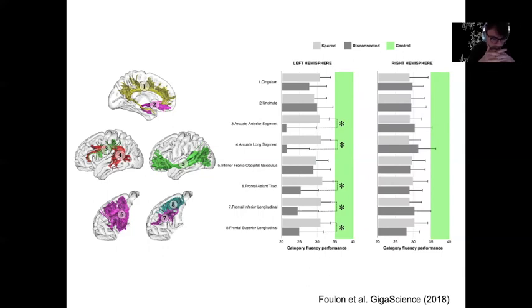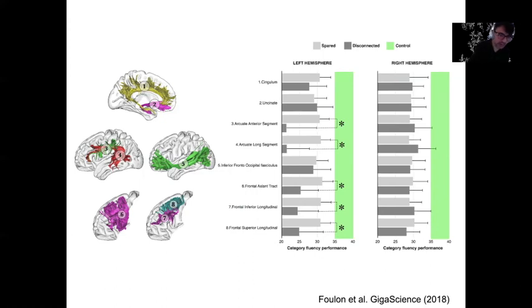Here you can see on the right bar chart, when the track is disconnected, it's in dark gray. When the track is not disconnected, it is in light gray. And when we look at the performance of the patients when they are disconnected or not disconnected, in the left hemisphere on the left, on the right hemisphere on the right, it doesn't really matter. They will always have a performance that is below the performance of healthy controls. That's right. So you have a lesion in your brain, and here we studied mostly the frontal lobe. You will always have a category fluency performance that will be lower than the one of healthy controls.